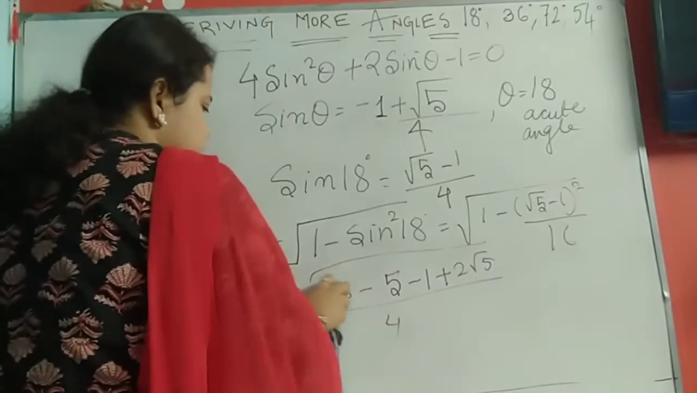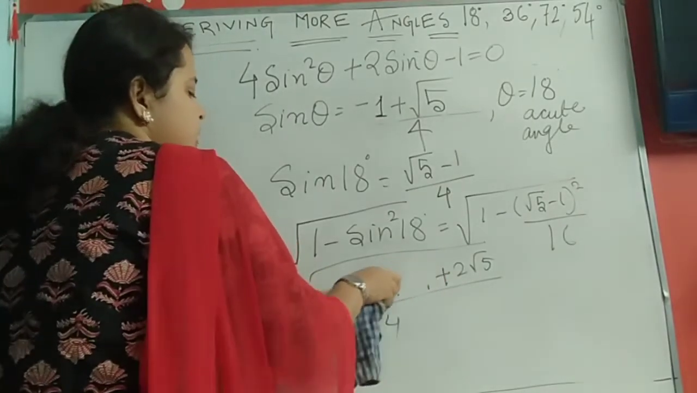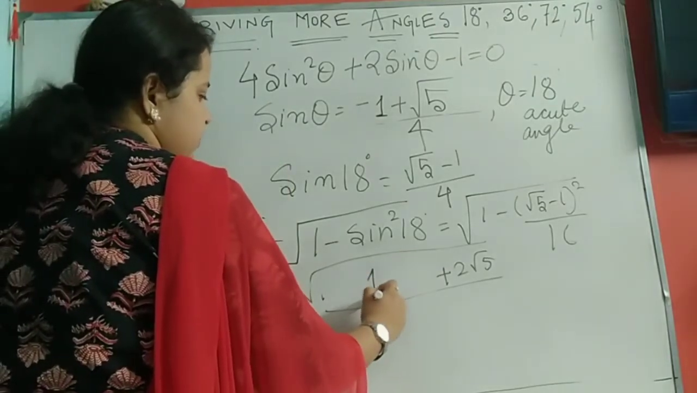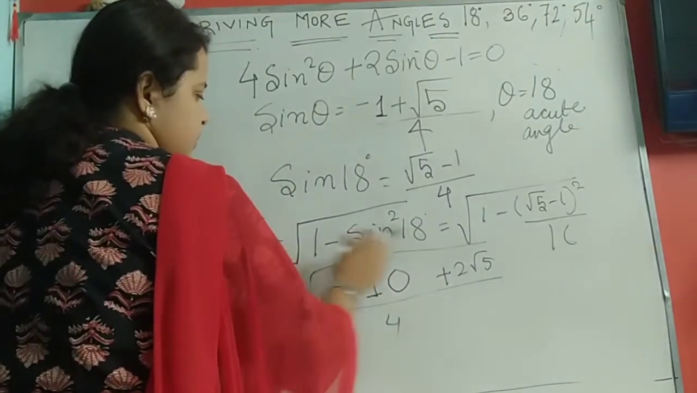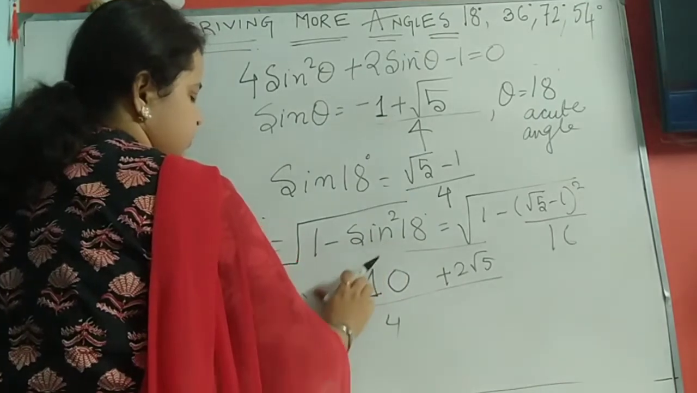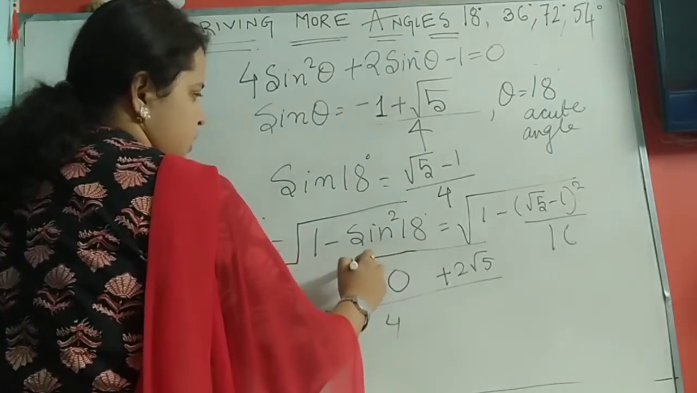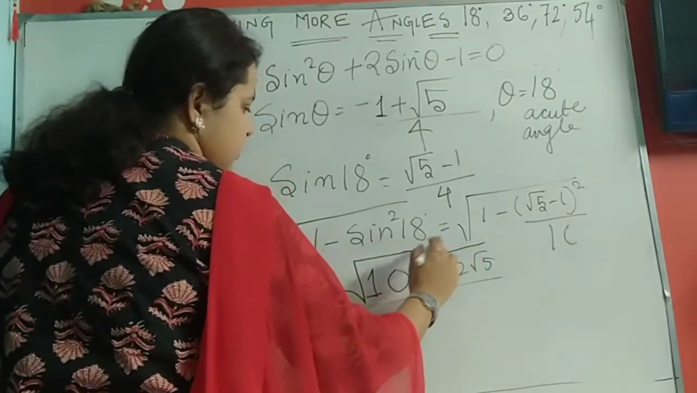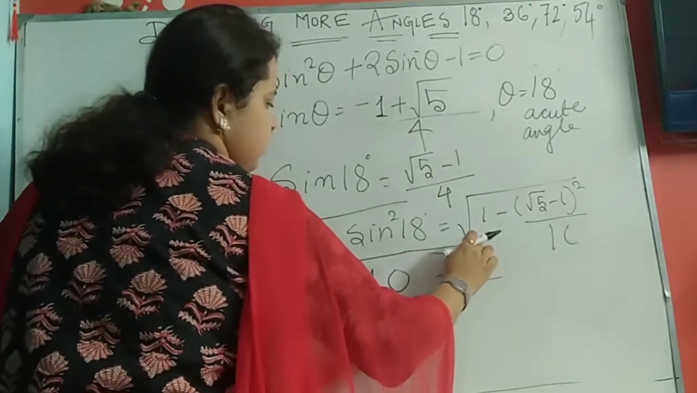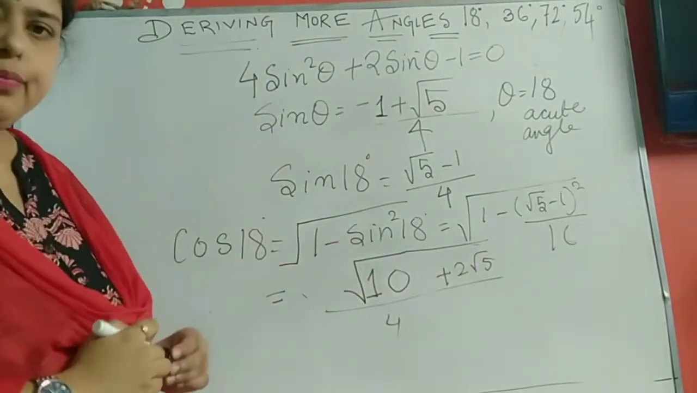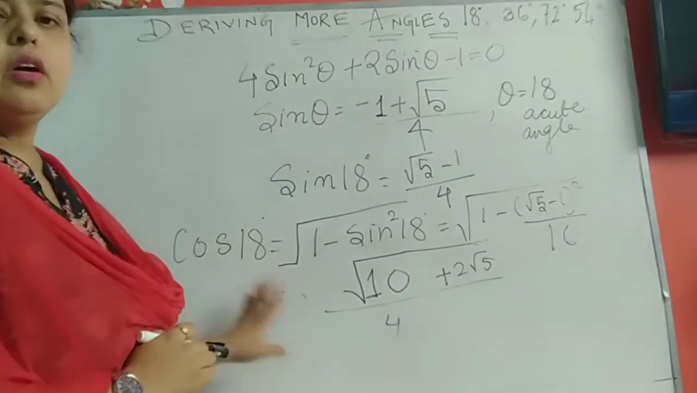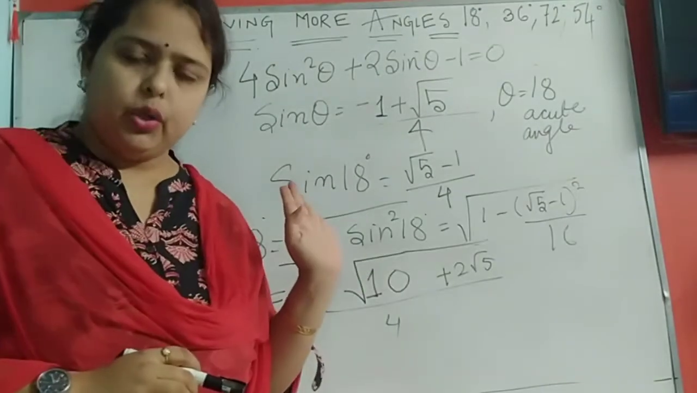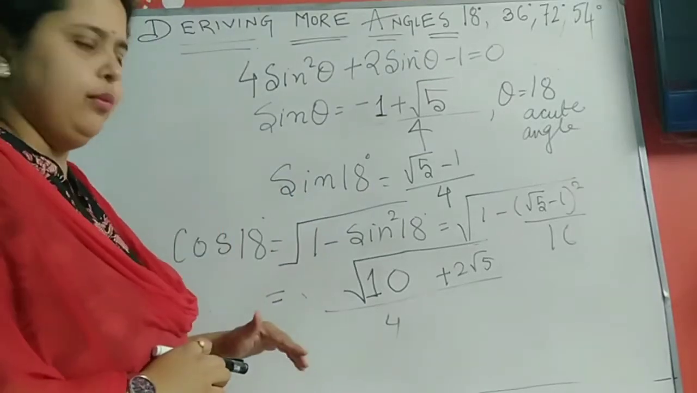So that means I'm going to write down again here the value of the calculation, that is 10. Correct. So this is cos 18 degree, that is root over of 10 plus 2 root 5 by 4.